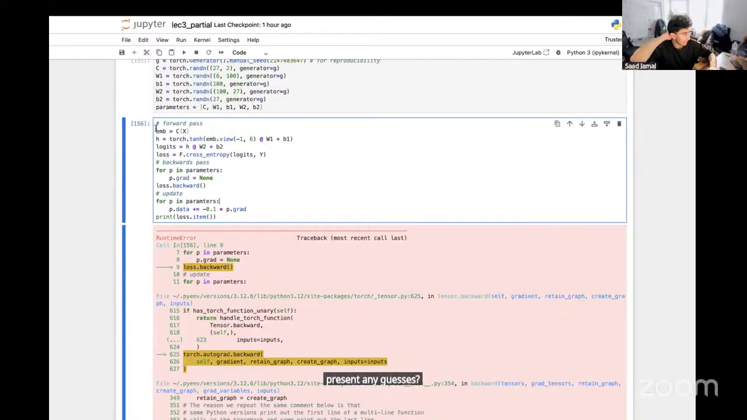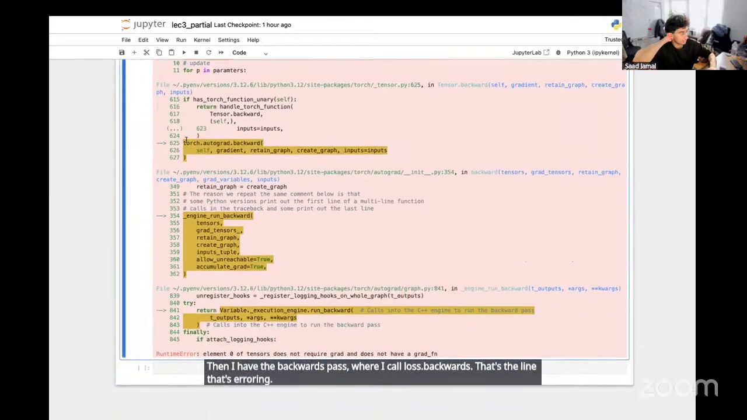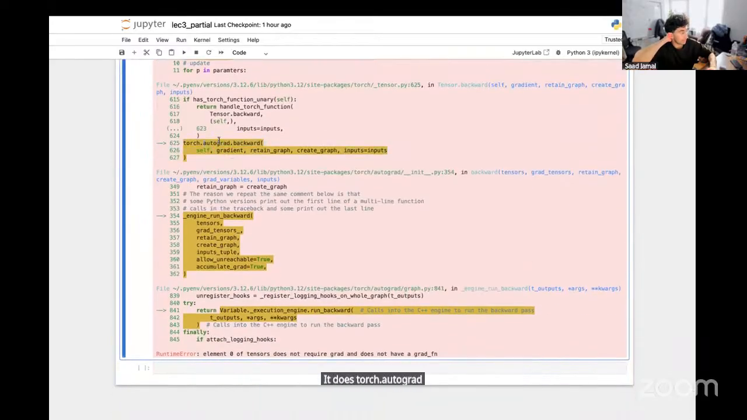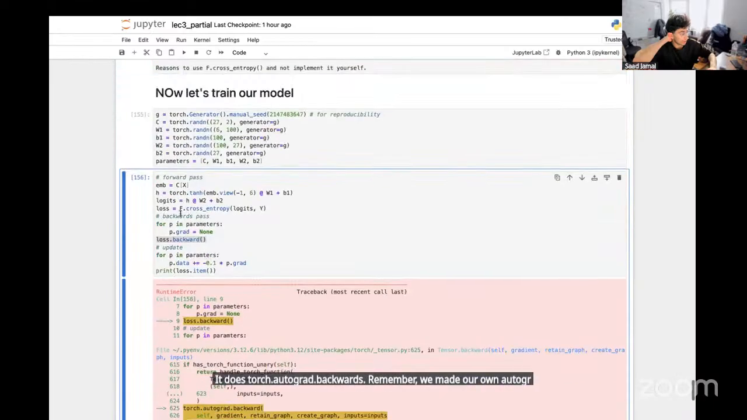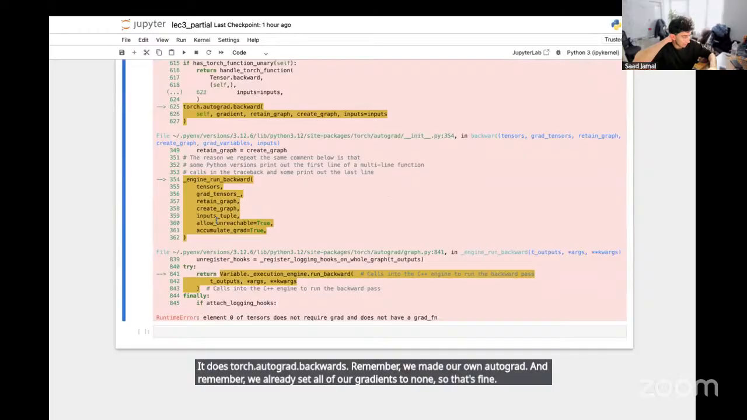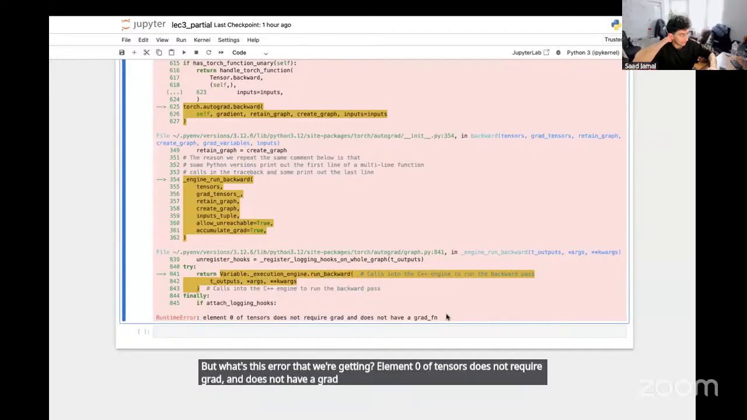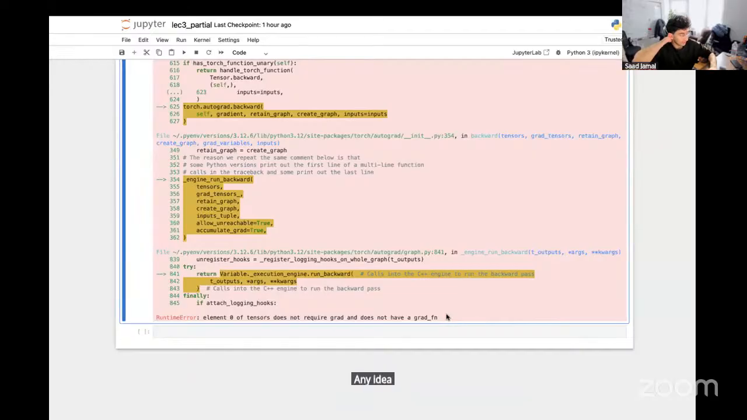So you see it here. I got the forward pass. Then I have the backward pass where I call loss.backward. That's the line that's erroring. It does torch.autograd.backward. Remember, we made our own autograd. And remember, we already set all of our gradients to none, so that's fine. But what's this error that we're getting? Element 0 of tensors does not require grad and does not have a grad function. Any idea? What's up? Optimizer. Not optimizer. We're not there yet.